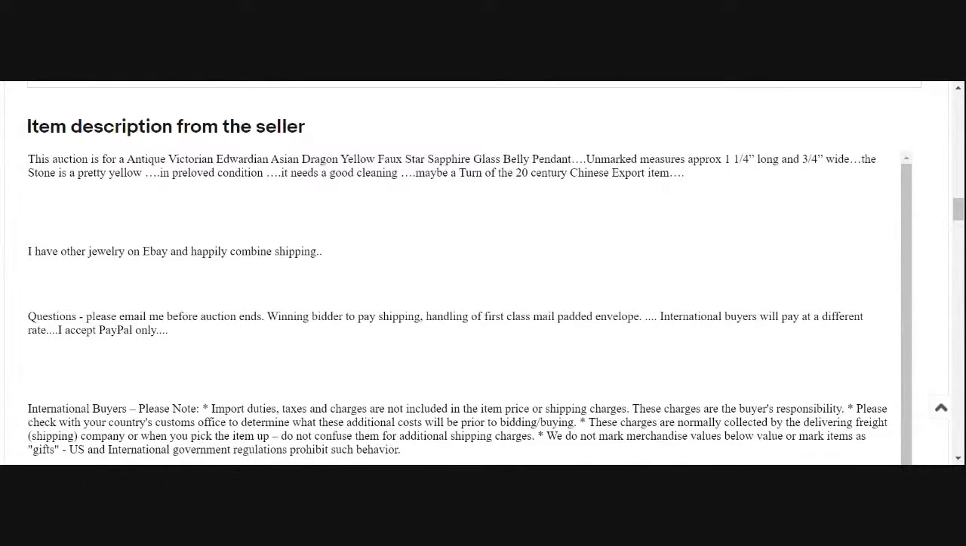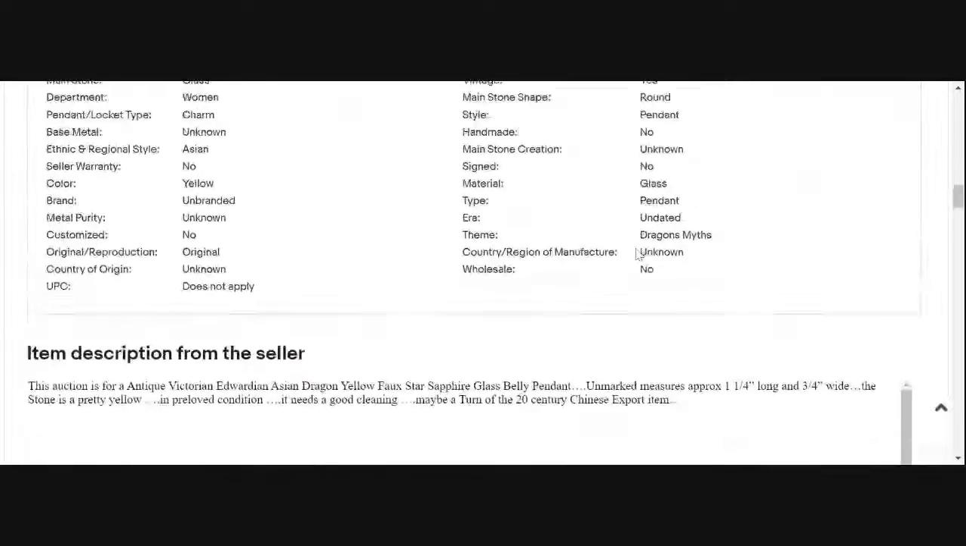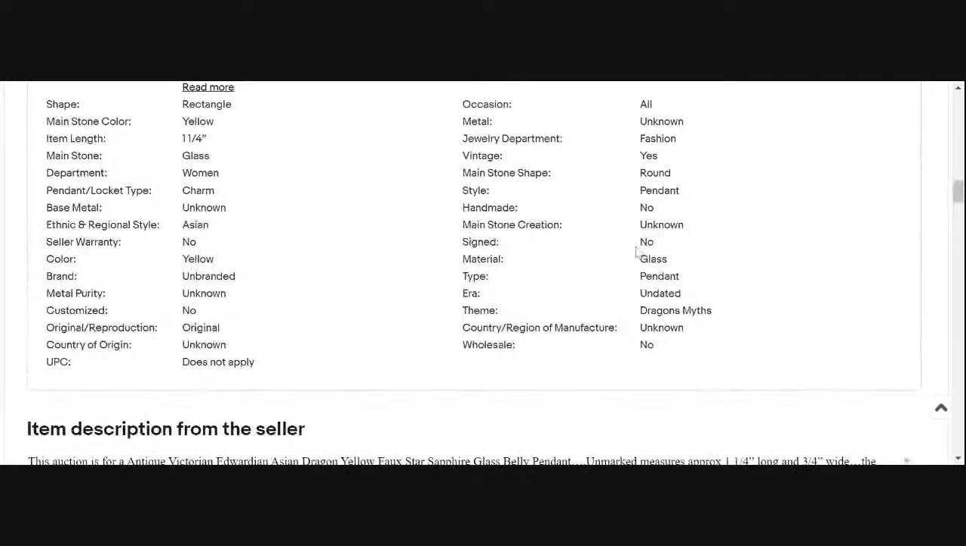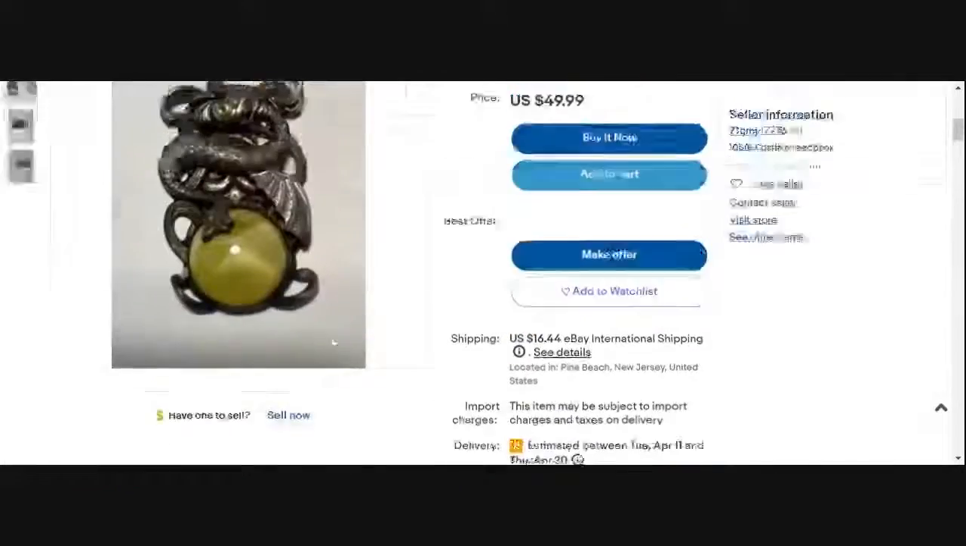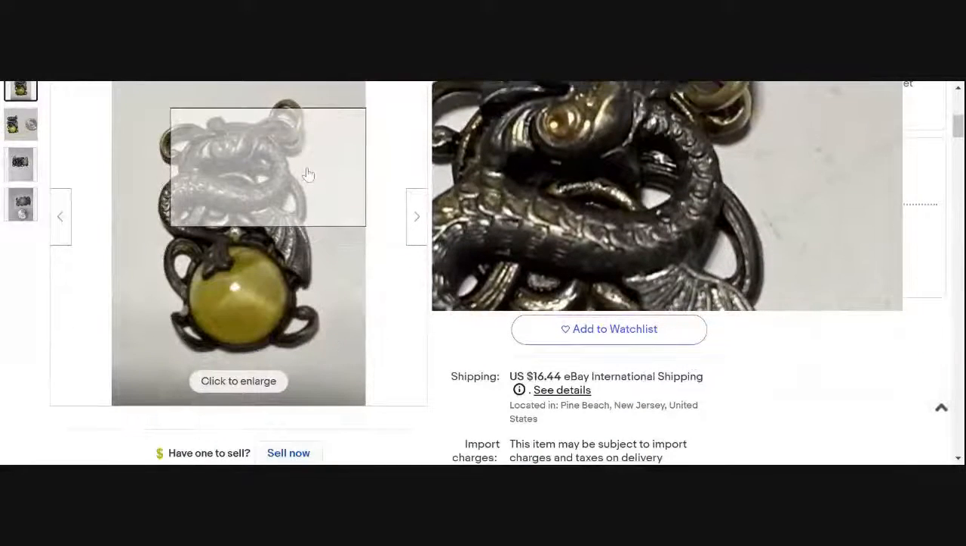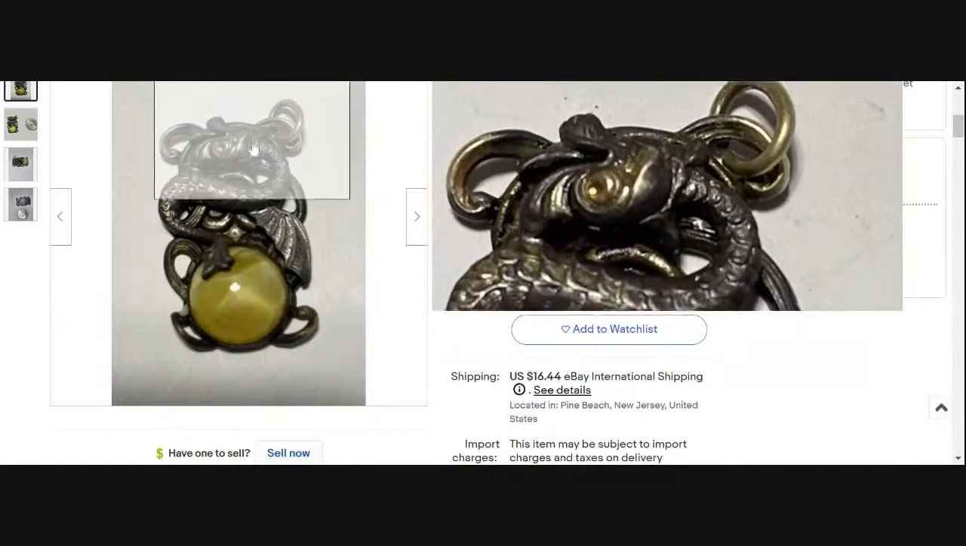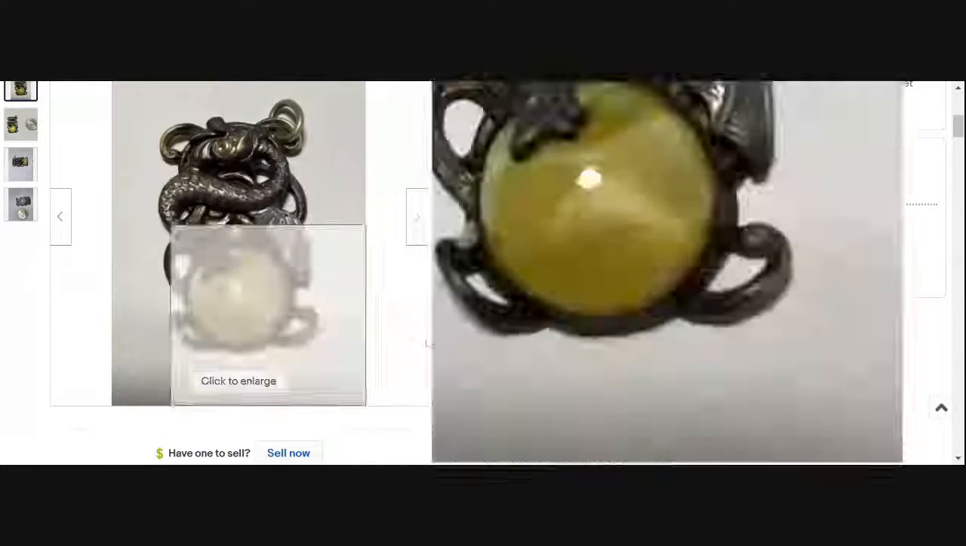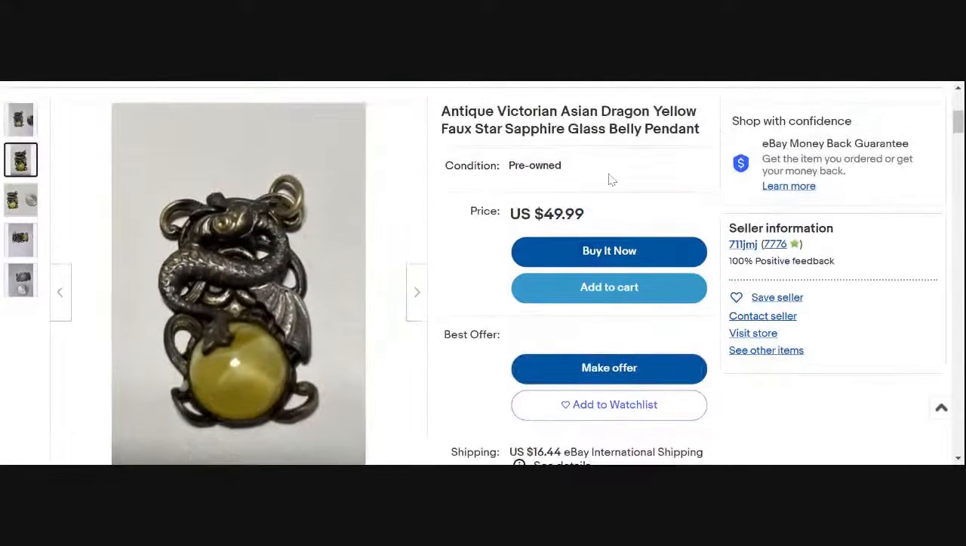They think it may be a turn of the 20th century Chinese export. Unmarked, and they haven't really told us what the material is. Let me scroll up. Yeah, they're saying metal purity unknown, so it could be a base metal, and it looks like it probably is. It looks like there's some brass that's wearing through, but you could make an offer and possibly get it for a much better price than $49.99. All right, I am heading back.